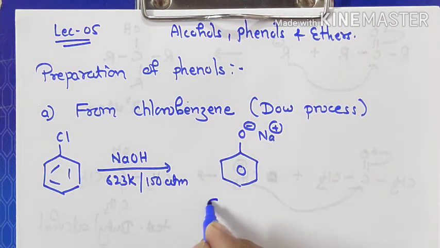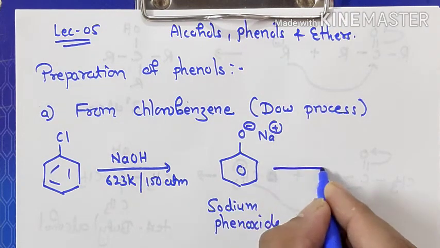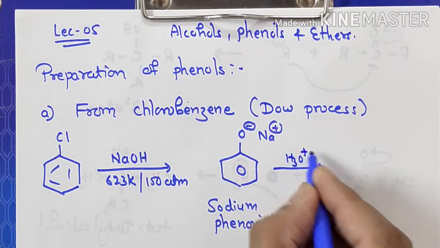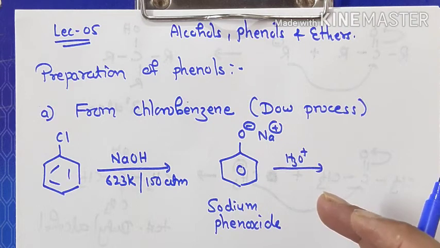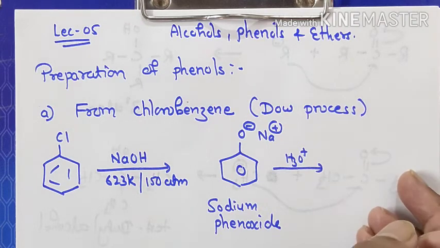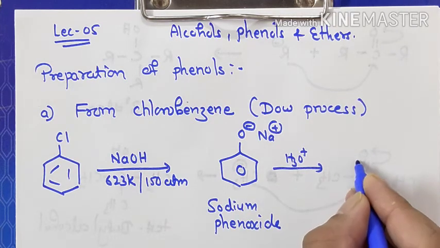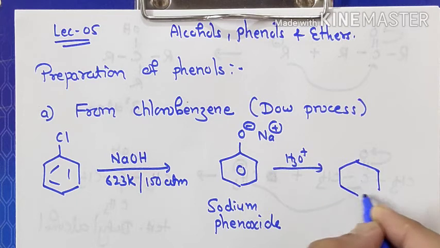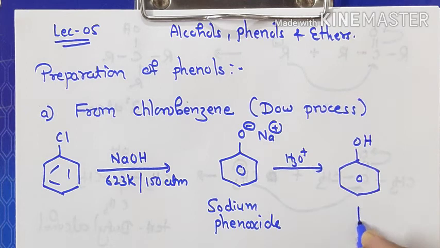Okay, this is called sodium phenoxide, and this is further hydrolyzed. Acid hydrolysis takes place. When I say acid hydrolysis, that means water in the presence of some acid like HCl or H2SO4, something like that. It gives you the product that we want, and we want phenol.